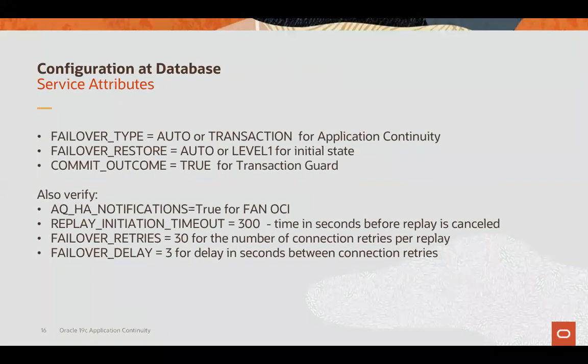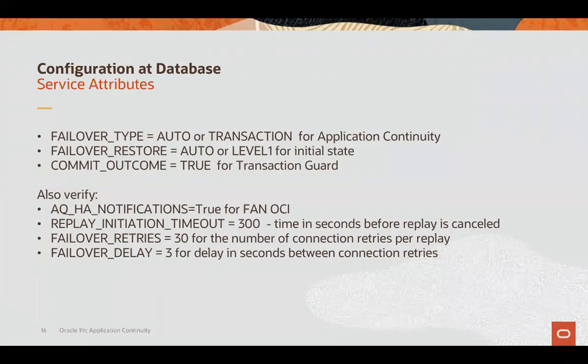We also have to configure the services. So it is very important to use database services and not customize connections using the database name or the PDB name. Then we have some parameters in the service definition which are useful and recommended for transparent application continuity or application continuity. For example, the failover type is auto and automatic, and the failover restore is also automatic for transparent application continuity.